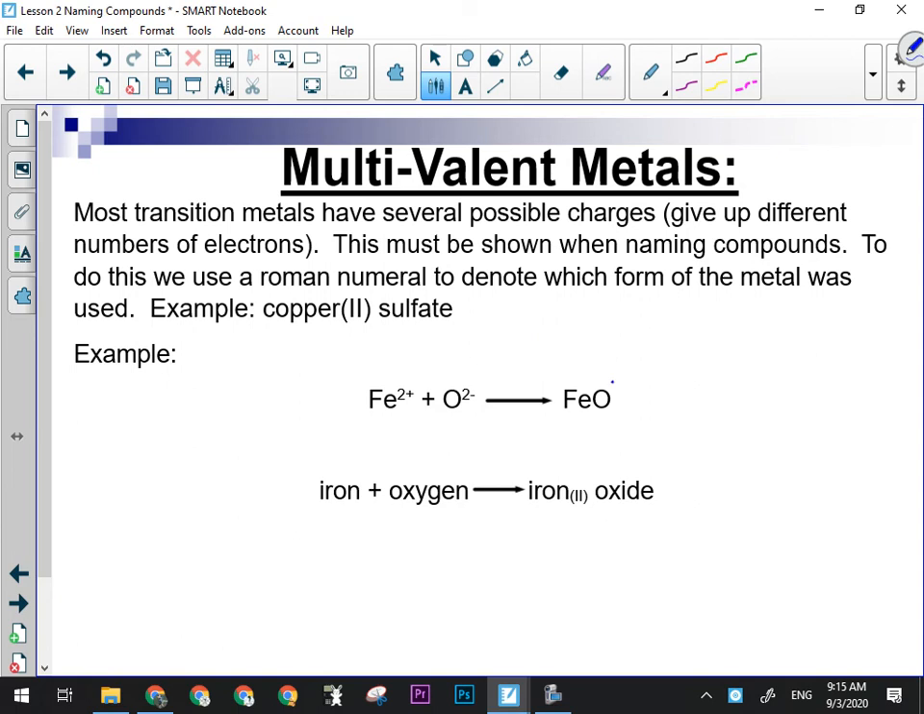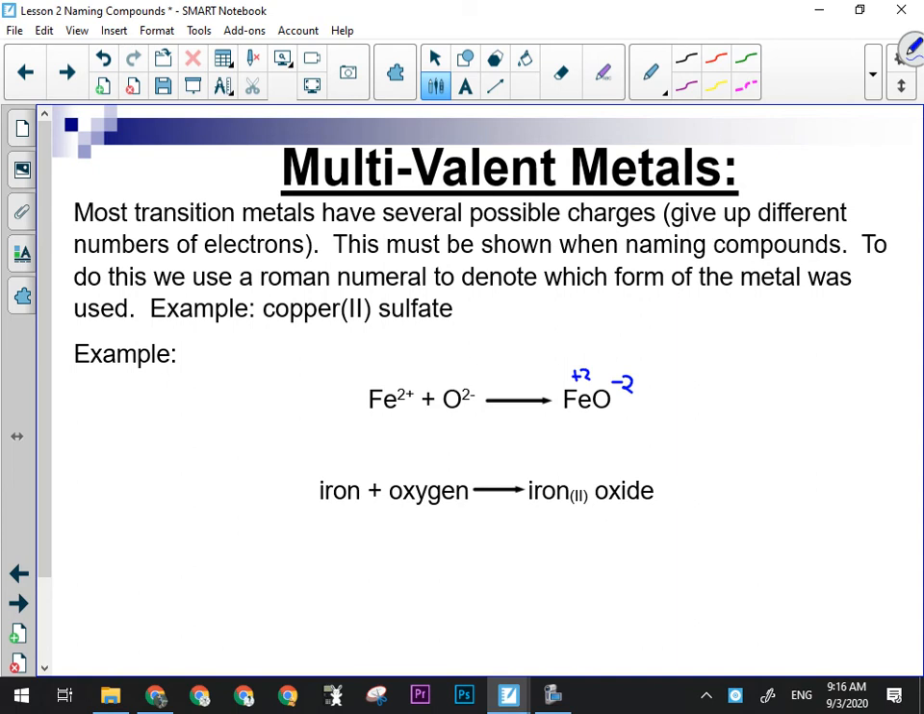Oxygen's charge is always -2, according to the periodic table. Since they're together in a 1-to-1 ratio, the charge on the iron has to be what? +2, because compounds always have a charge of 0. So the positives and the negatives always have to work out. That's why we do the swap and drop when we write the formulas, so that the charge is balanced. That means this is the iron that has the 2+ charge, and so when I write its name, I write iron, Roman numeral 2, oxide.